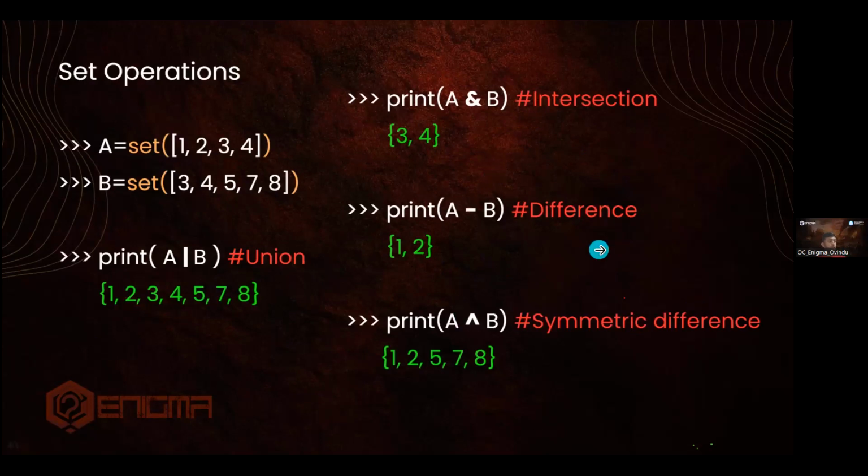So you can see how these are done. Another thing you may remember from set theory in A levels is the union and intersection. Just by using the vertical line between A and B, you can find the union of the two sets. By using the ampersand, or the and sign, you can find the intersection. By using minus, you can find the difference, while by using this triangular symbol, you can find the symmetric difference. So these are a few other set operations that you can use.